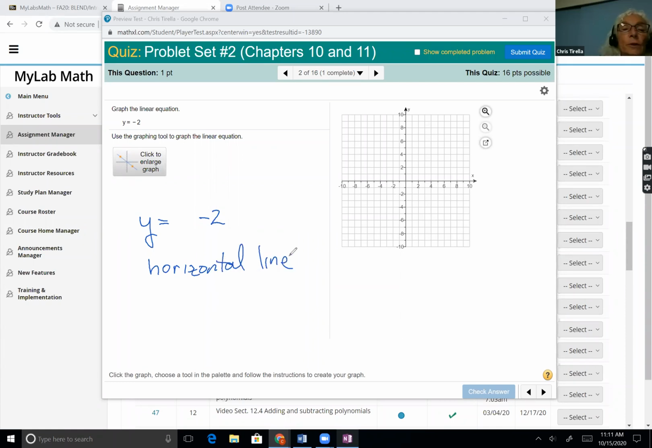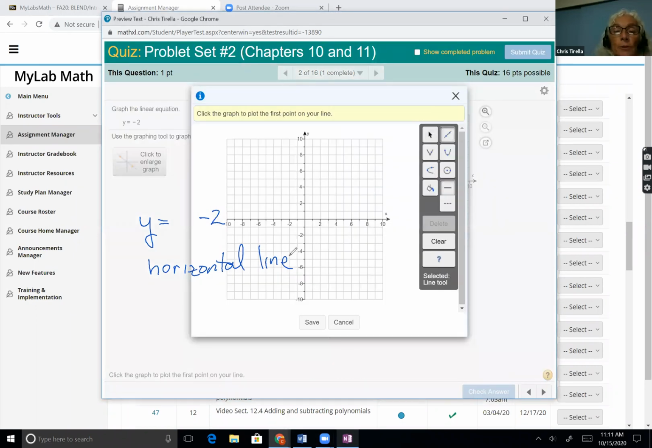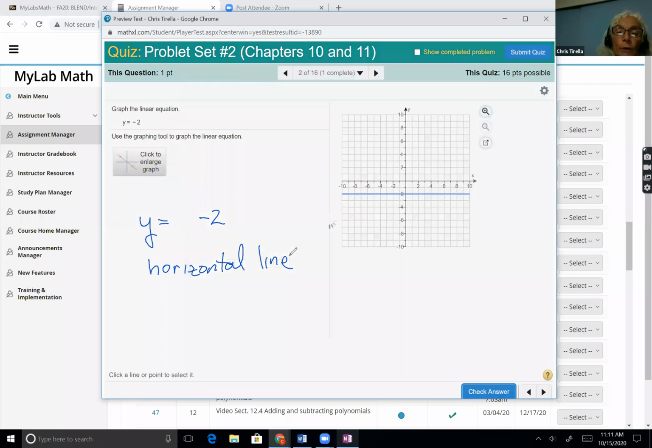It's going to cross my y-axis at -2. So again, I'm going to take my line tool. I'm going to go to -2 on the y-axis and then click any other point on the line. But does everybody remember that y equals a number is going to be that horizontal line? And so we've got it. How's that one for everybody?